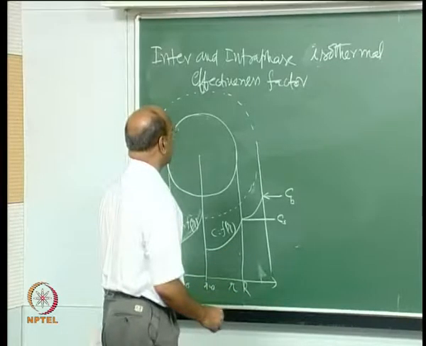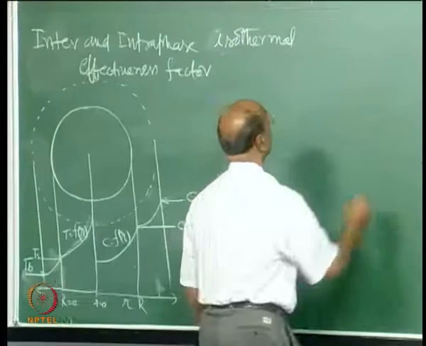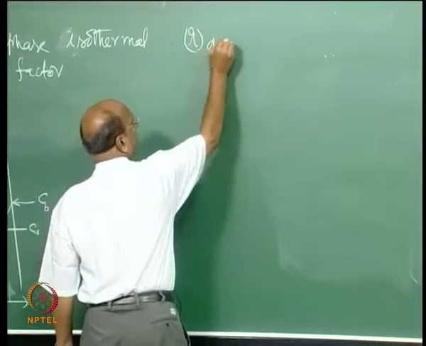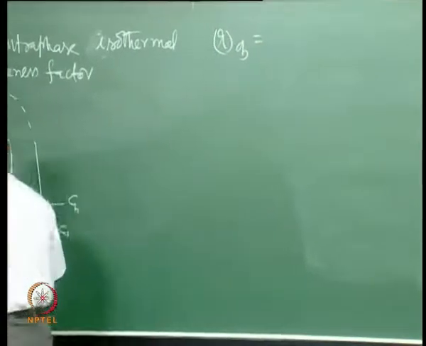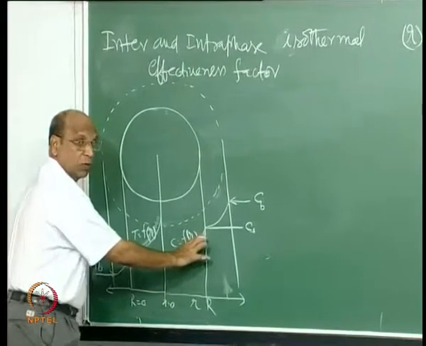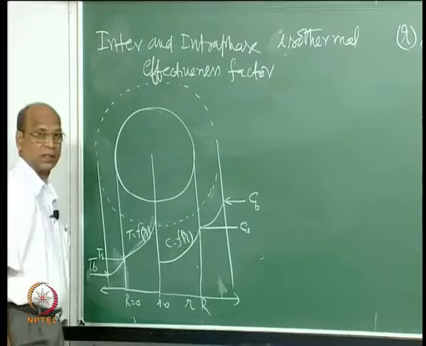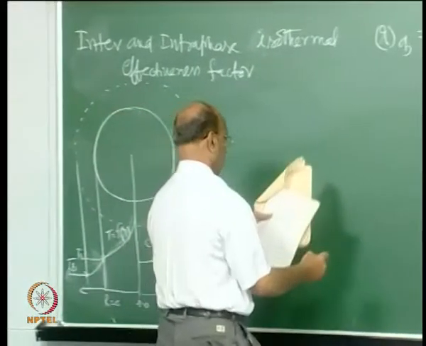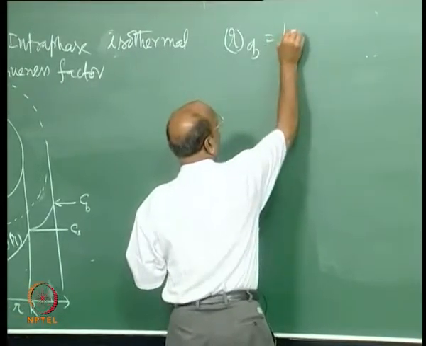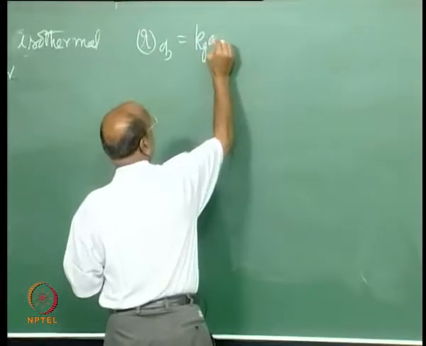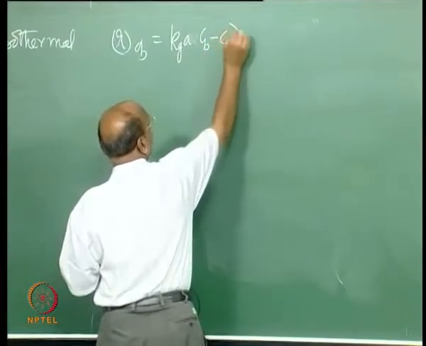So we already have an equation for this. I will write here. So we have R_OB equal to, under steady state conditions, the mass transfer through the film must be equal to diffusion at the surface, right? That is how you have done it for the intraphase effectiveness factor. So then you have k_G a (C_B minus C_S).